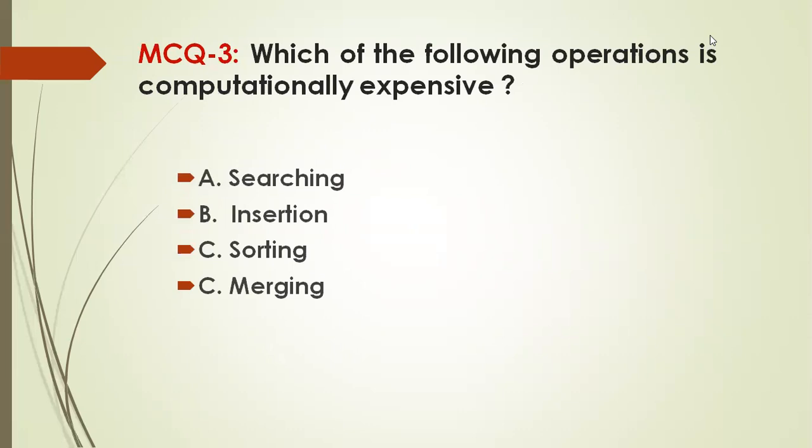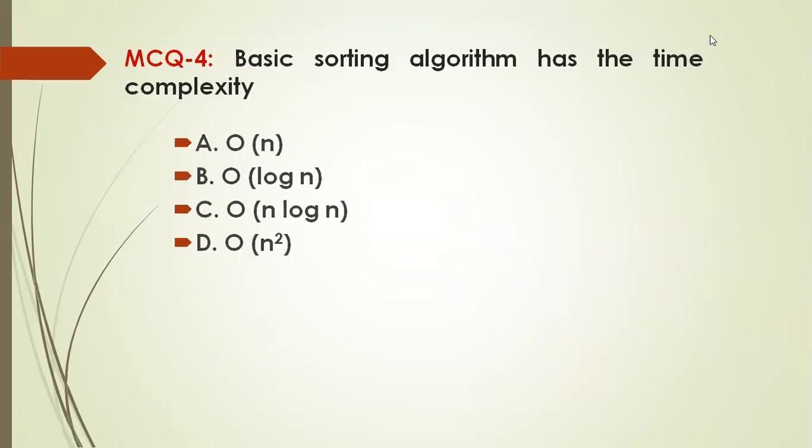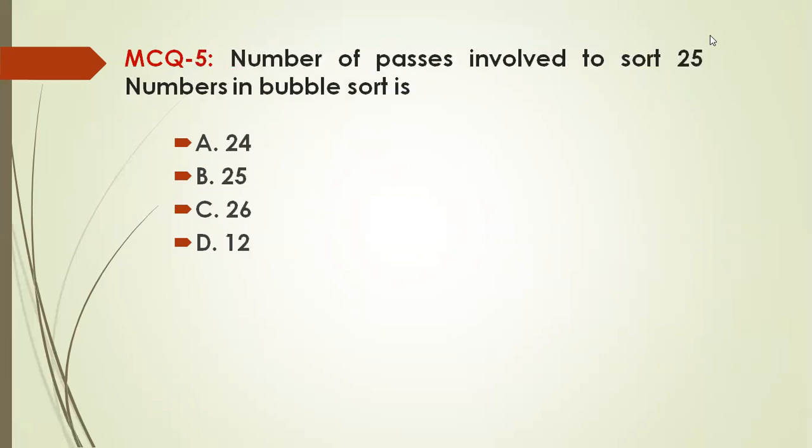Which of the following operations is computationally expensive? Computationally expensive means that it takes more time. Searching, insertion, sorting, merging. So which is a computationally expensive operation? Sorting. A basic sorting algorithm has a time complexity of order of n? That is for searching. Order of log n? No. Order of n log n? False. And order of n square. That's the correct answer. The correct answer is D.